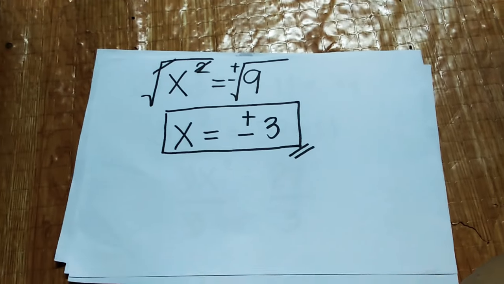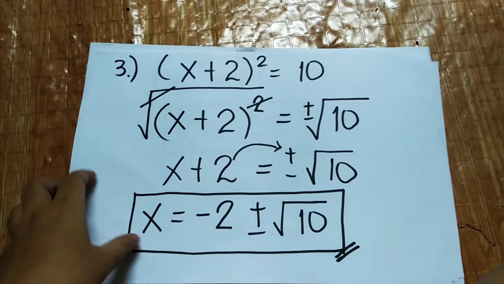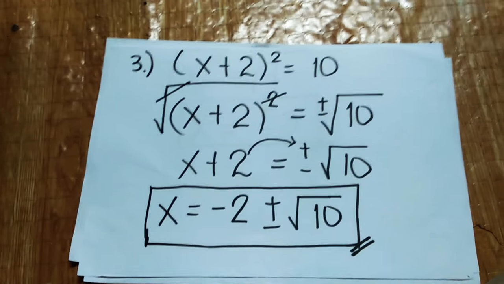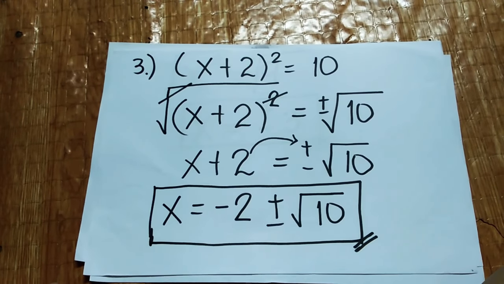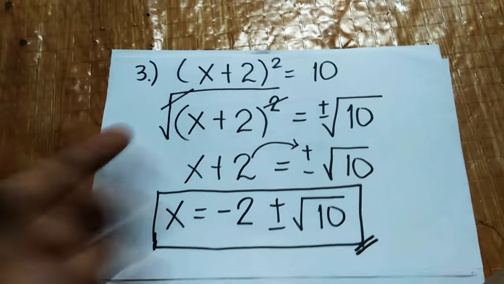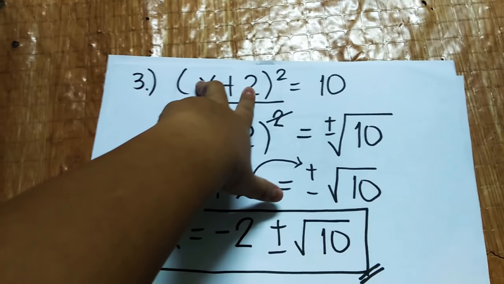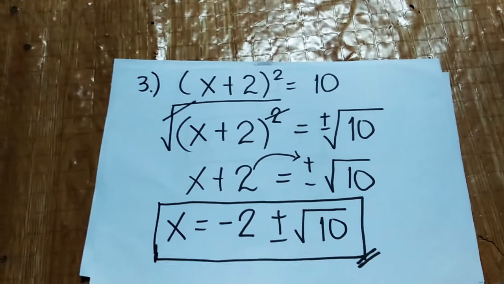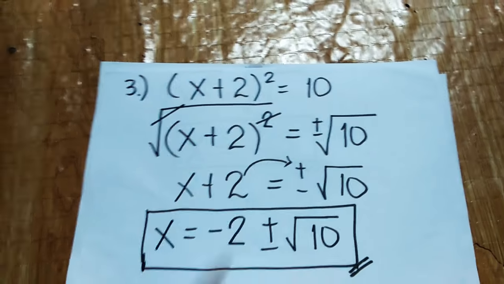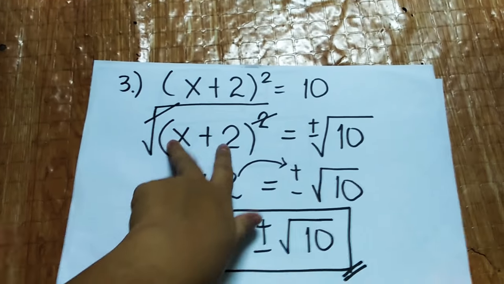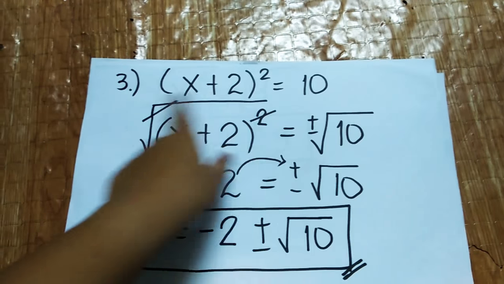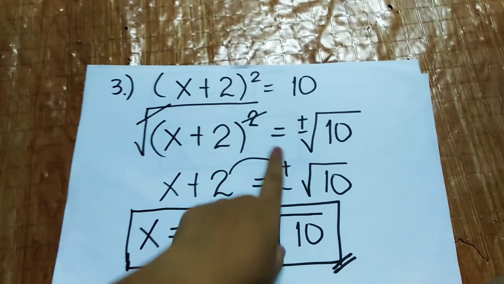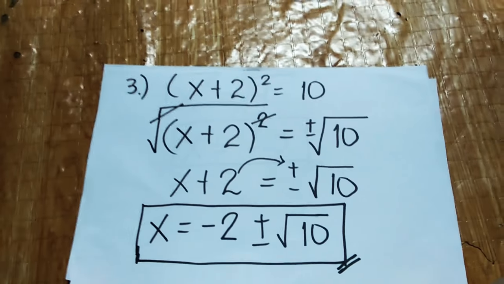Next example natin is this. Quantity x plus 2 squared is equal to 10. Pwede na ba tayong direktang mag-square root pagka ganito yung given? Okay, pwede na. Kasi we treat this binomial as 1. Okay? So, x plus 2, then squared, is equal to positive and negative square root of 10. Okay? And then get the square root. So, dahil ito ay squared naman, so just cancel or simply put x plus 2. And then, plus positive and negative square root of 10.